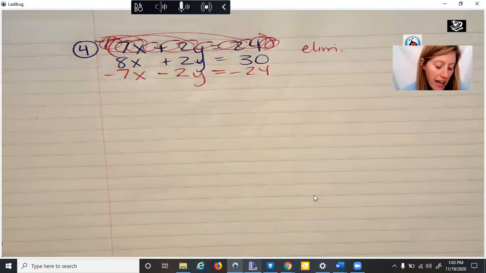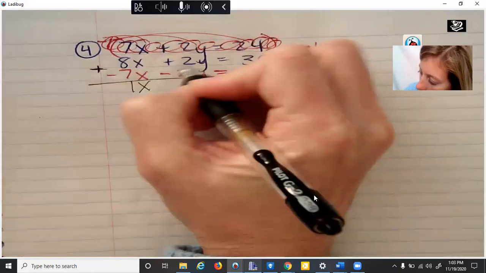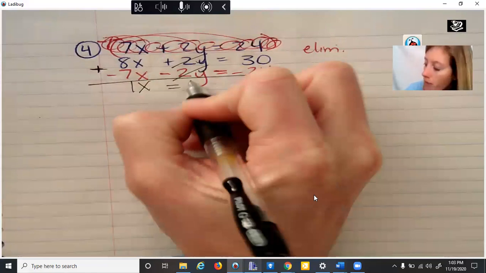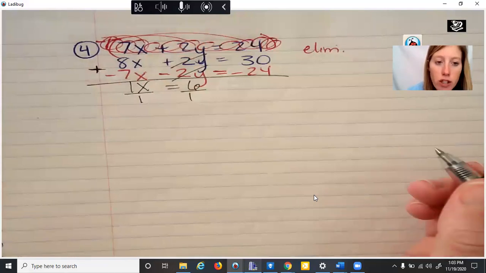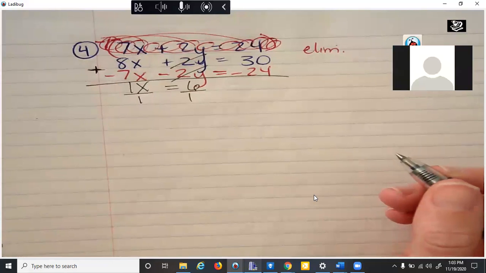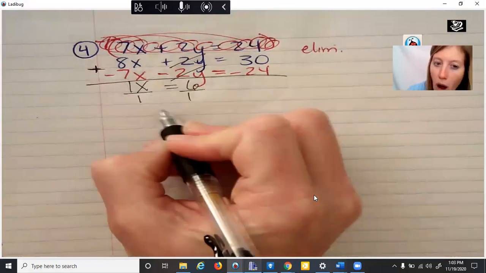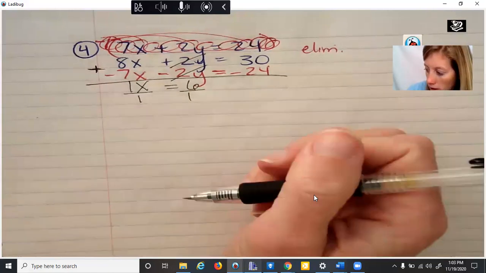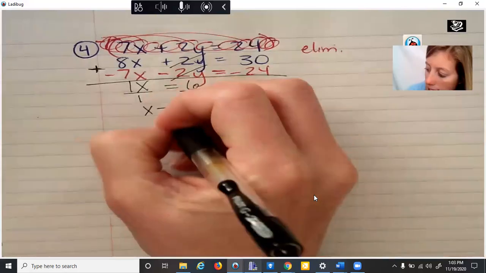Got some people who are MIA. Alejandro, what happens now? You gotta add it. Okay, got to add it. So that gives me 1x. Those cancel, and I get 6. AJ, when I divide by 1, is it x equals 6 or y equals 6? When I divide by 1, do I write x equals 6 or y equals 6? X equals 6. Because my y's canceled out.